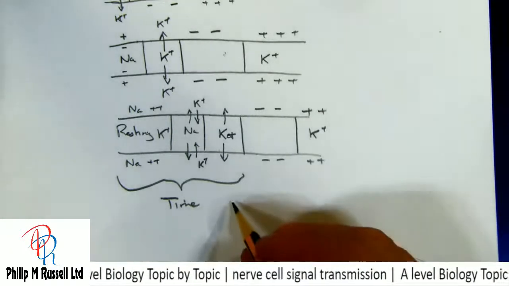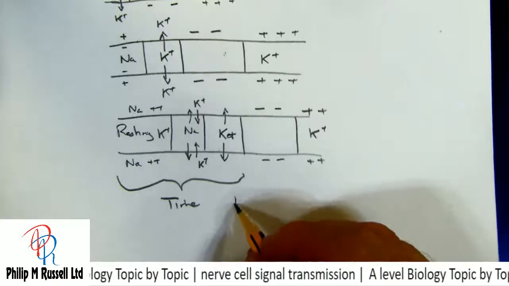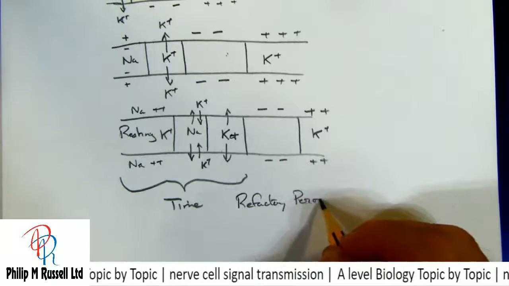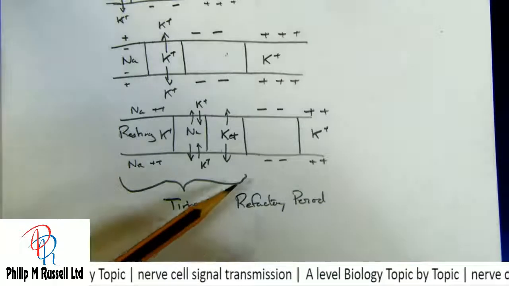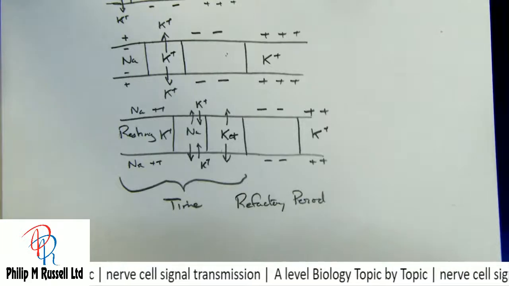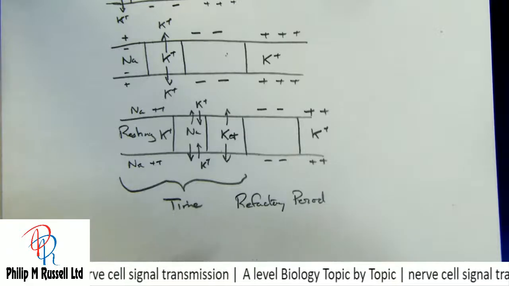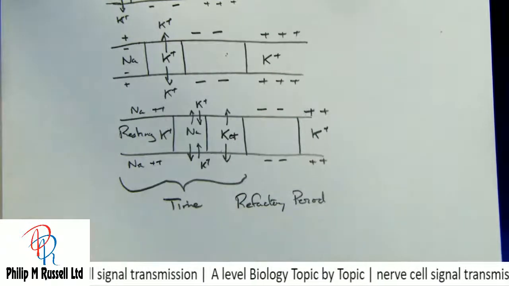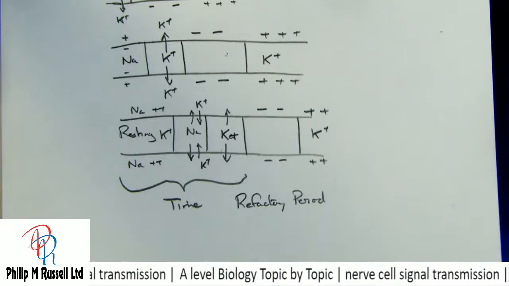This is given a name, and this is called the refractory period. This is the time during which basically we can't send an impulse. And this is what prevents the propagation of the action potential backwards along the axon, as well as sending it forward. So we get something which is unidirectional.